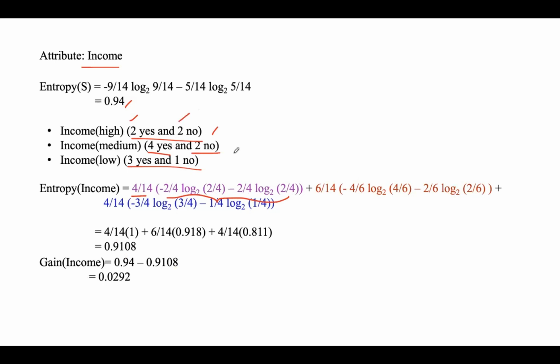Next, the second category. We have a total of 6, so 6 by 14, and the entropy for the second category has 4 positive examples. So the proportion of positive examples is 4 by 6 and of negative examples is 2 by 6. Coming to the third category, 3 plus 1, that is 4 out of 14, with 3 by 4 positives and 1 negative. Find the entropy for the third category. Then we got the information gain for income as 0.0292.